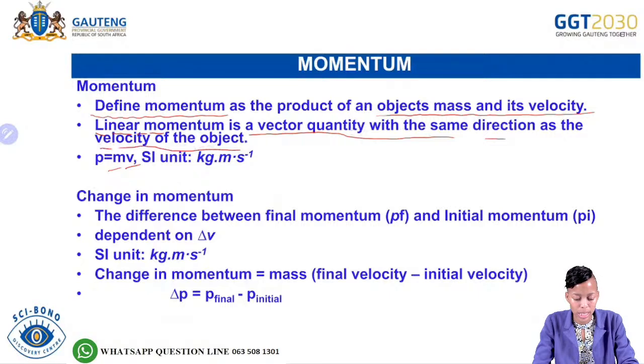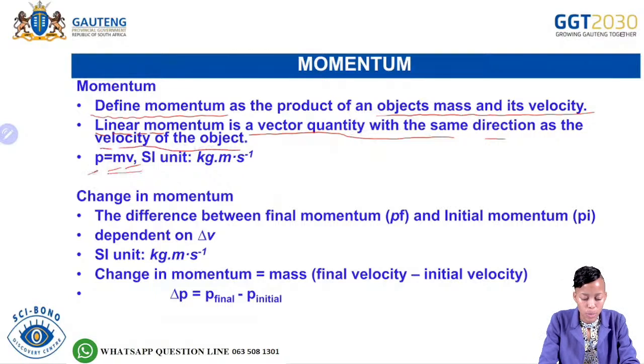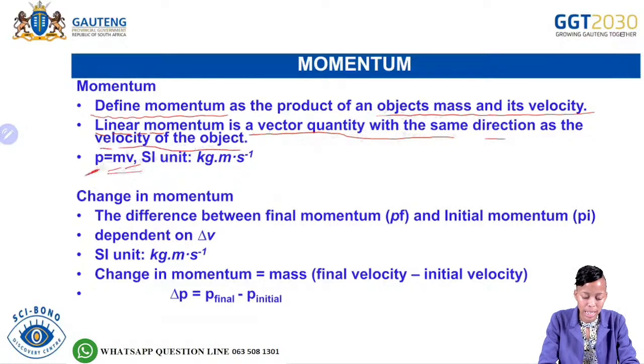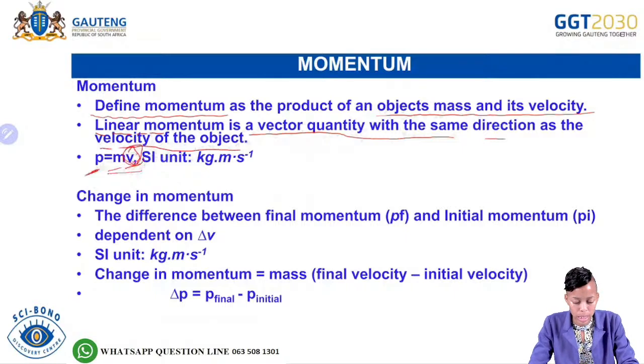The statement says linear momentum is a vector quantity with the same direction as the velocity of the object. So it means that according to this formula, p = mv, the direction of this momentum p, where are you going to get that direction? You are going to get it from the velocity. Why the velocity? Because it says that it is a vector quantity that will have the same direction as the object's velocity. So it will have the same direction as that velocity there.